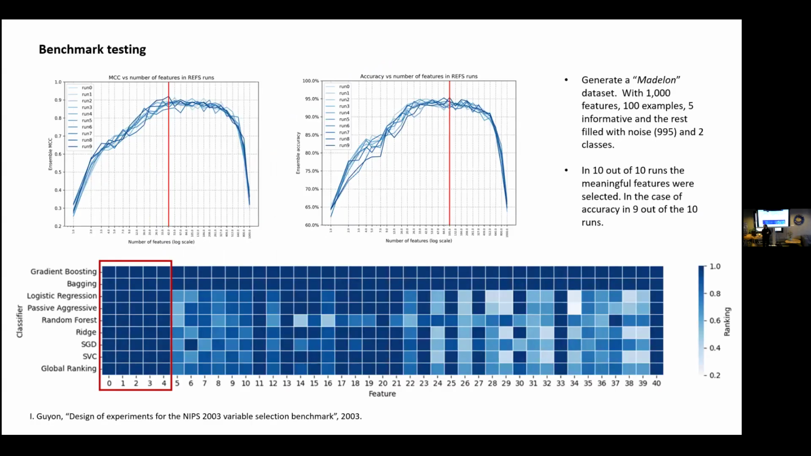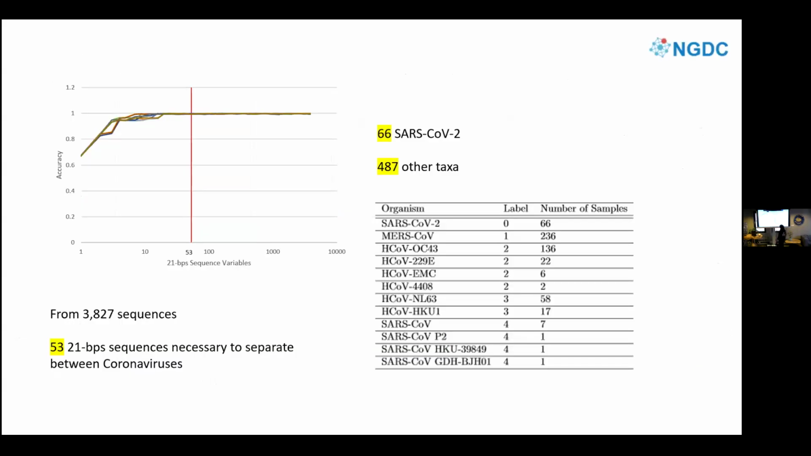Actually, yes, I have here a comparison. So this is using accuracy and Matthews correlation coefficient. And again, this is how the features are ranked. Okay, this is the only part that matters. It's not to go into the details. So we apply that to our original 3,827 SARS-CoV-2 pseudogenes. So we're here, and we want first to separate between all of the types of coronaviruses. So we find that from these pseudogenes, we only need 53.